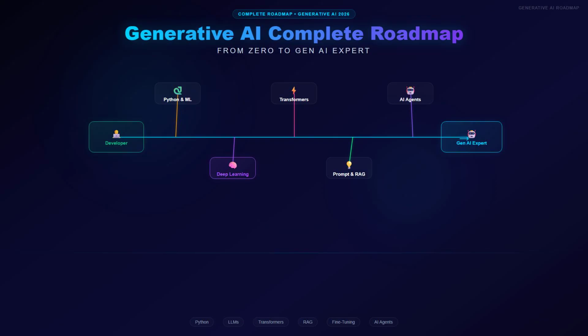Generative AI is the most transformative technology of our time. From ChatGPT to Stable Diffusion, from AI agents to autonomous coding assistants, understanding Gen AI opens doors to incredible career opportunities. In this video, we'll cover the complete learning path. Python and math foundations, machine learning, deep learning, NLP, transformers, generative techniques, prompt engineering, fine-tuning, AI agents, and deployment. Let's get started.